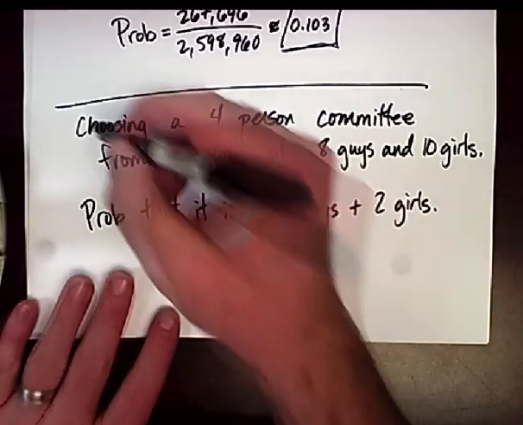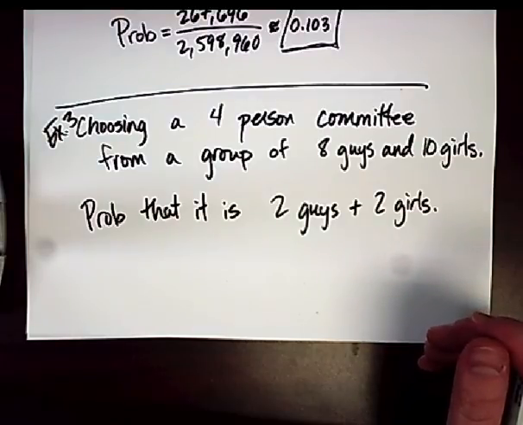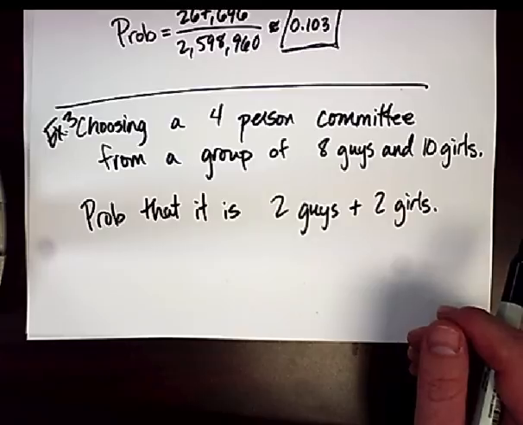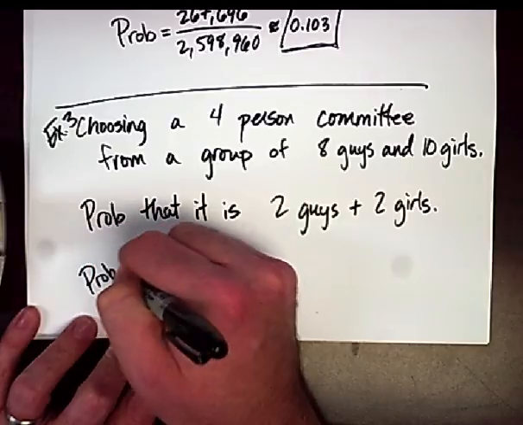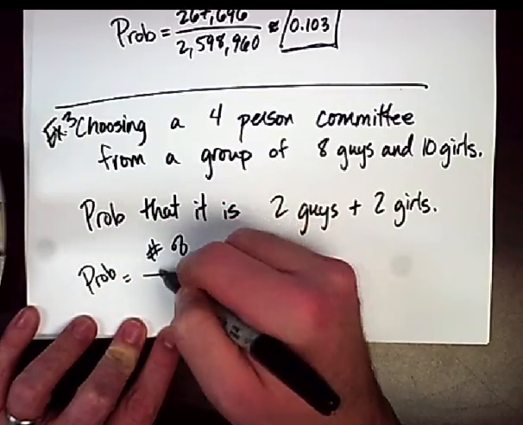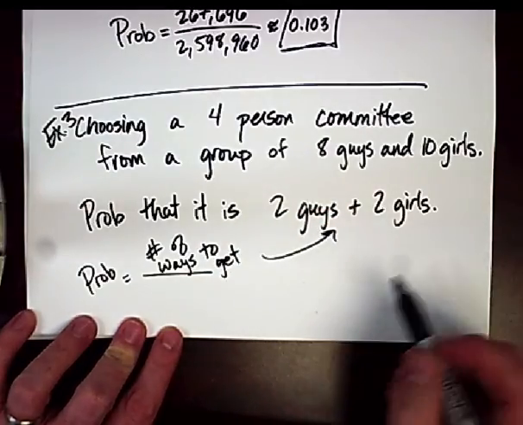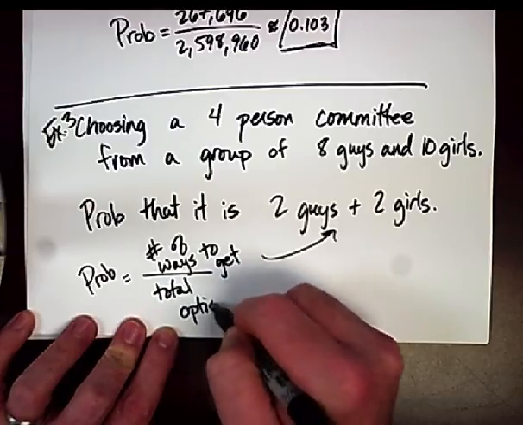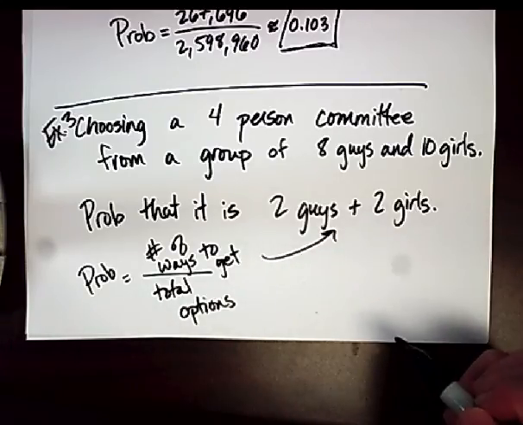So, this is example 3. First thing to ask yourself, is this going to be a combination or a permutation? Well, it's a combination because it doesn't matter what order you pick them. You just want 2 guys and 2 girls. So remember, probability is number of ways to get what you want, so to get 2 guys and 2 girls. And then on the bottom, it's total options. So the bottom one's easy. How many 4-person committees are there when there are 18 people?